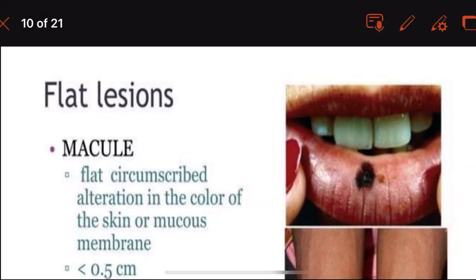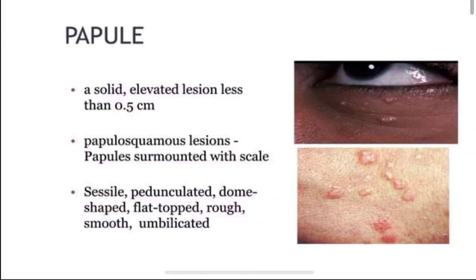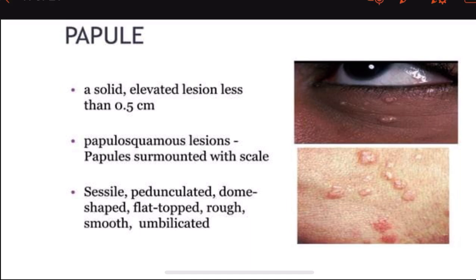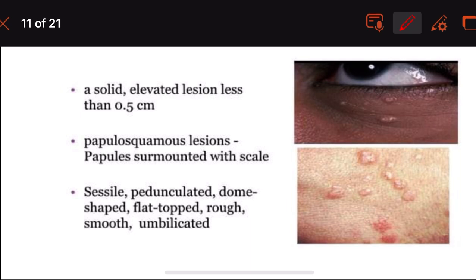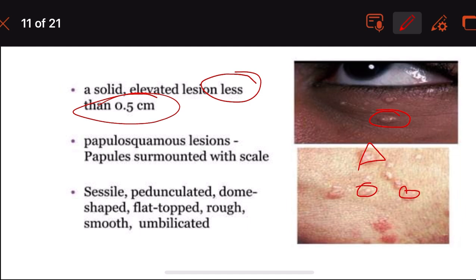Let's move further. What is a papule? A papule is a solid elevated lesion less than 0.5 centimeter. You can see here it is again less than 0.5 centimeter, but it is elevated. You can see the elevation, clear elevations here. And papulosquamous lesions, the papules are surmounted with scale. Whenever there is papulosquamous lesions, they will be surmounted with a scale.